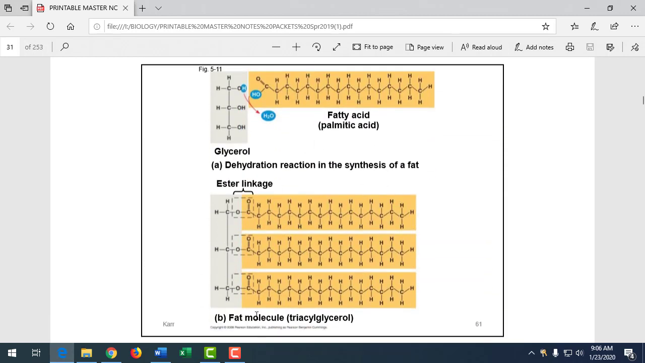So this is what these fatty acids look like. This is what saturated fats look like. This is a triglyceride, so we can see the three chains of carbons that come off the glycerol. So here's the glycerol, here's the fatty acids. This is a triglyceride. These are found in saturated fats. These are the bad fats.